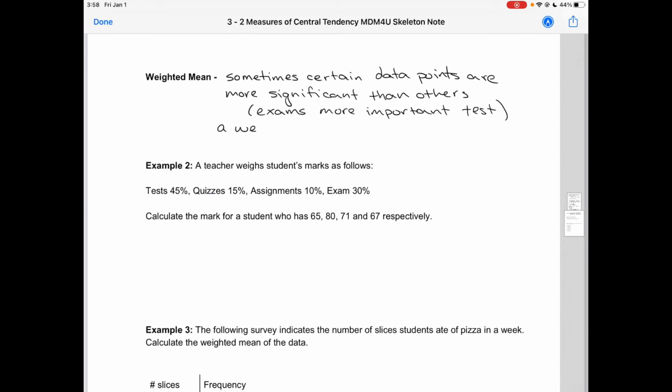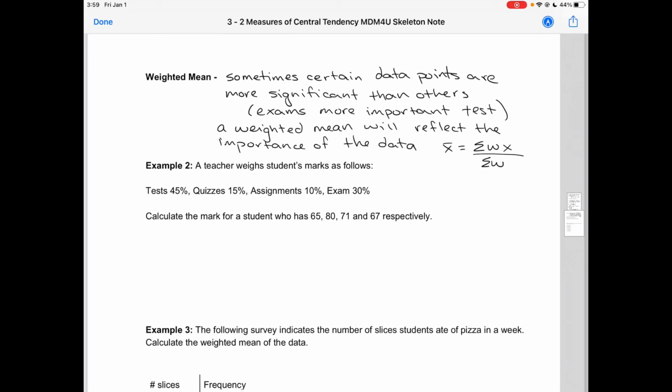And so a weighted mean is going to reflect the importance of that data. And mathematically, we represent it like this. So still x bar, just like we did before. And then we've got the sum of w times x, so our weight factor times the x value, over the sum of all of our weightings.